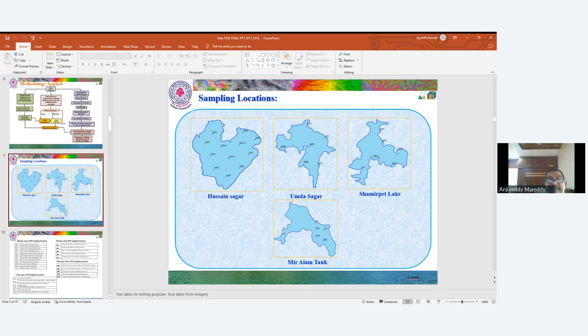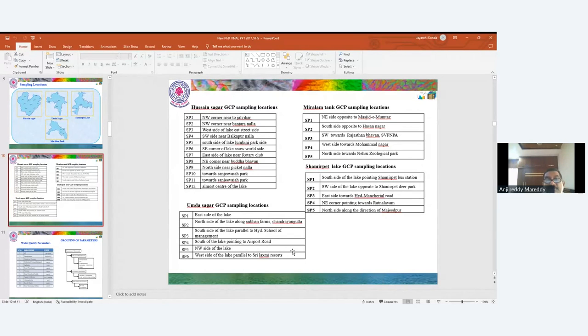With the help of the GPS instrument, with longitude and latitude, we collected water samples for each and every lake, and you can see the numbering of sampling positions 1, 2, 3 like that. We collected them and analyzed them in our Center for Environment lab, where we have the parameter measurements. You can see how we identified and marked all the locations in the four lakes.